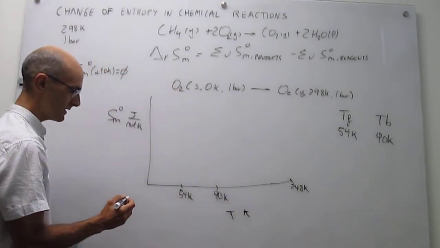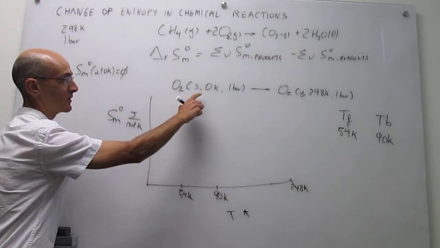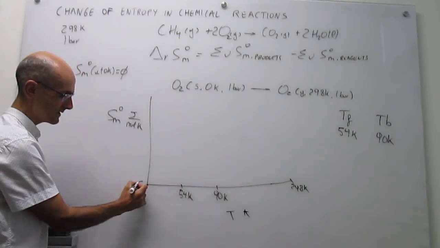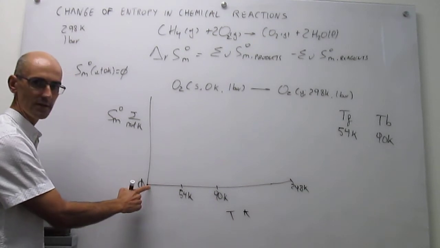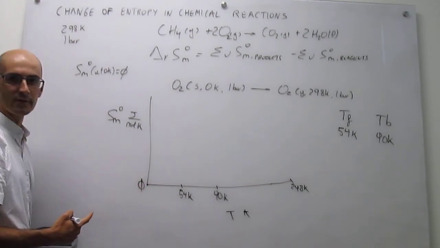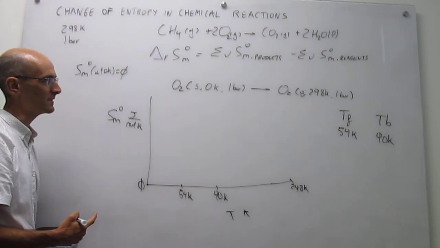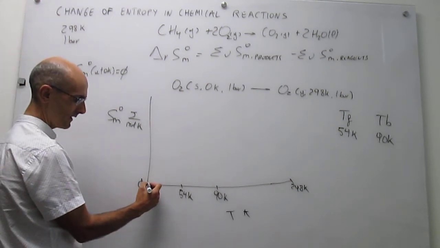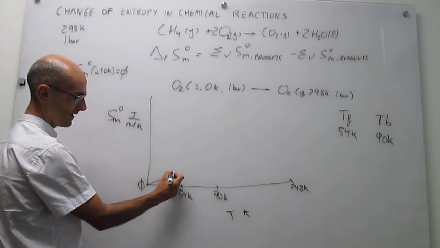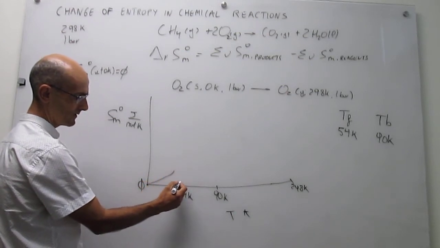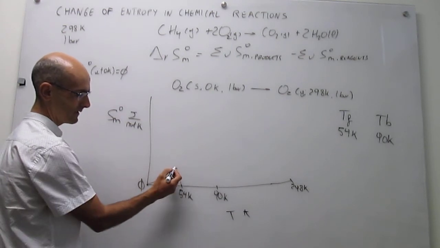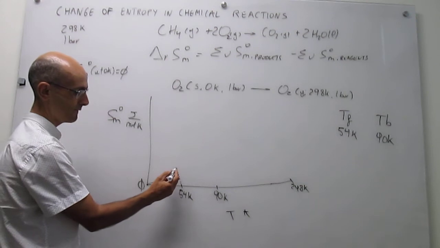Notice that you start at 0 Kelvin. That is your starting point, and you actually know what the value of entropy is. This is the third law: at 0 Kelvin, the molar entropy of a perfectly crystalline substance is 0. So that's where you start. Then you simply heat that solid until it reaches 54 Kelvin, and at this point you have a phase transition, which is fusion.